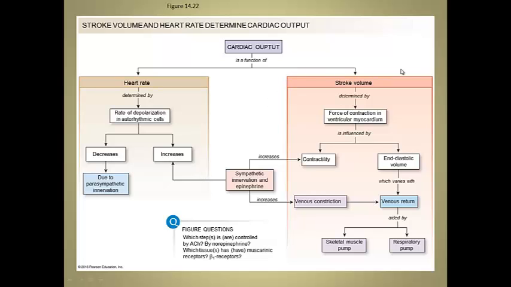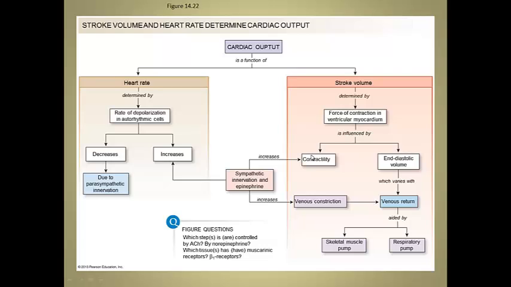Now, as we go on the right side to stroke volume, it's a little more involved here. So stroke volume is basically a result of the force of contraction in the myocardium, and that's going to be influenced by two factors, one being contractility, the other being end diastolic volume. So end diastolic volume is going to be influenced by venous return. So the more blood that's returned to the heart, the more ends up in the ventricle, the stronger that contraction is, and the higher the stroke volume.